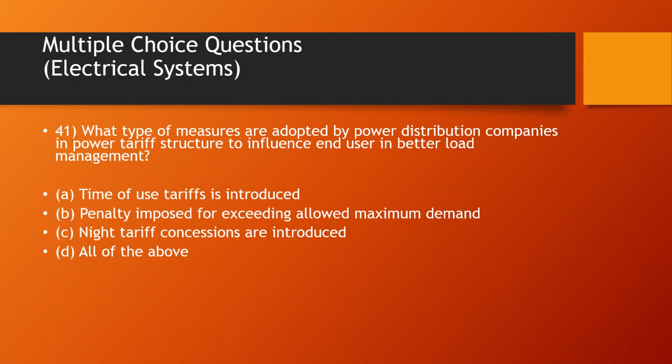Now coming to the next question, what type of measures are adopted by power distribution companies in power tariff structure to influence end user in better load management? Option A is time of use tariffs is introduced. Option B is penalty imposed for exceeding allowed maximum demand. Option C is night tariff concessions are introduced. Option D is all of the above. And the answer to this question is option D, that is all of the above.